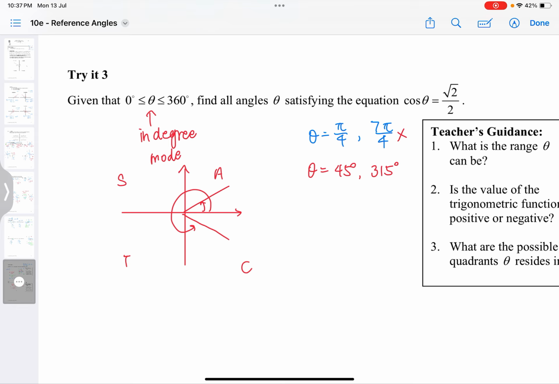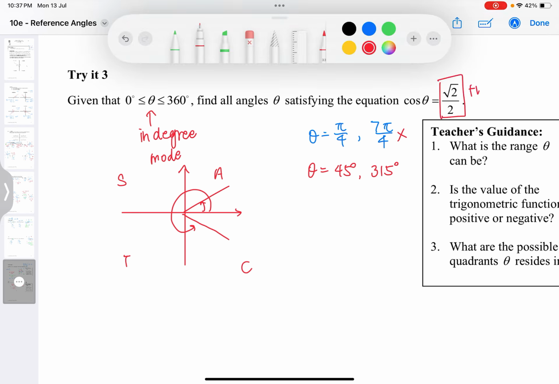Okay, so this question is actually in degree mode, so all your final answers have to be in degree mode. So you just have to do the entire question in degree mode. The answer is not wrong, it's just in the wrong units. So make sure you present the correct units, because the special angle for square root 2 over 2 is actually 45 degrees.